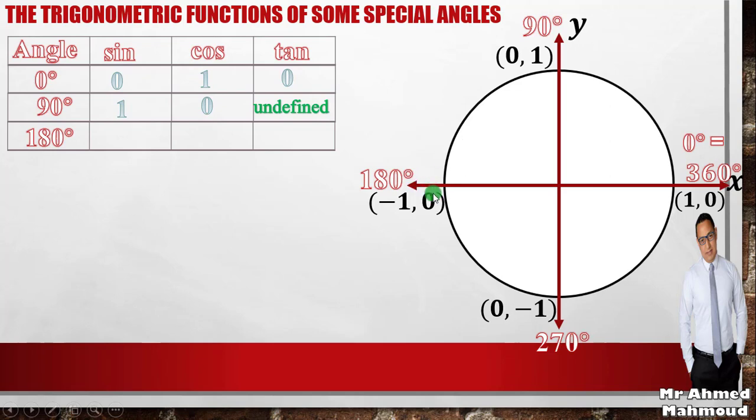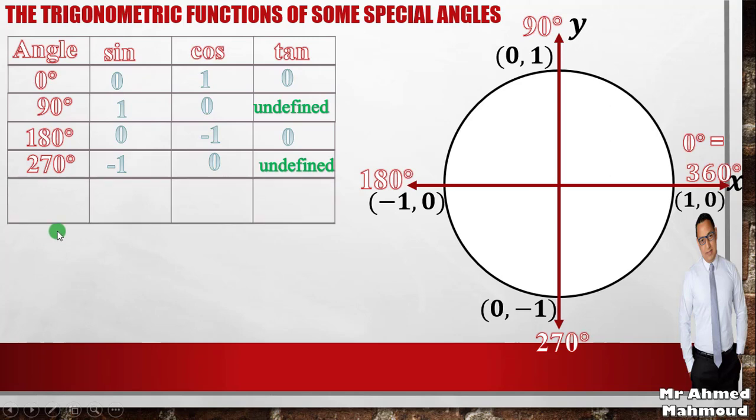Now 180 degrees. 180 degrees intersects the unit circle at -1 and 0. So the sine equals 0 and the cosine equals -1. Tan equals 0 over -1 equals 0. 270 intersects the unit circle at 0, -1. Sine equals -1, cosine equals 0. Tan equals -1 over 0, which is undefined. 360 is the same as 0. Its sine is 0, cosine equals 1 and tan equals 0.